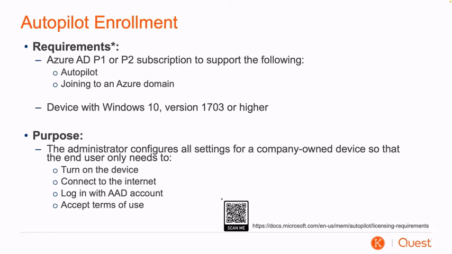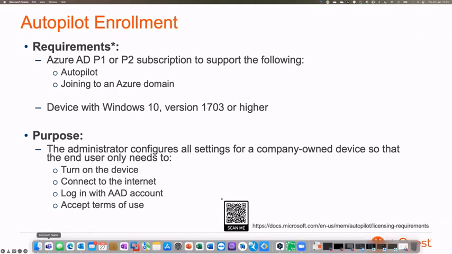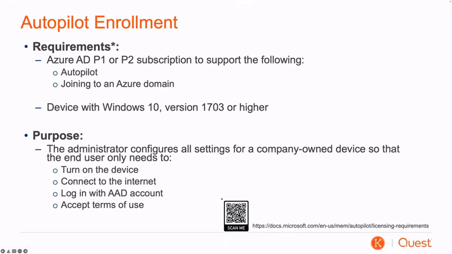For Autopilot, you would need to have an Azure Active Directory subscription, P1 or P2. This subscription allows Autopilot deployment, or enrollment it's called, and it allows to join those machines to an Azure domain. From a device perspective, those devices need to be at least on Windows 10 or higher, so it can be Windows 11 now as well, obviously.